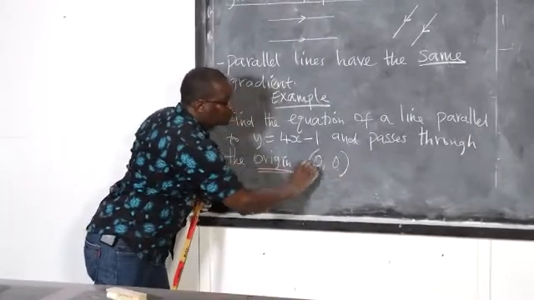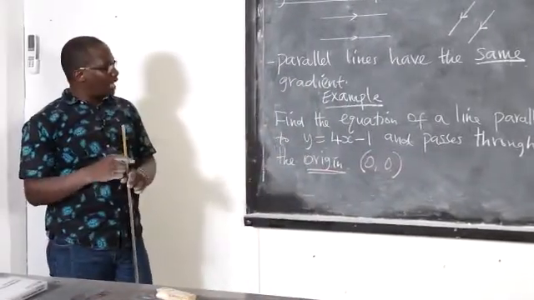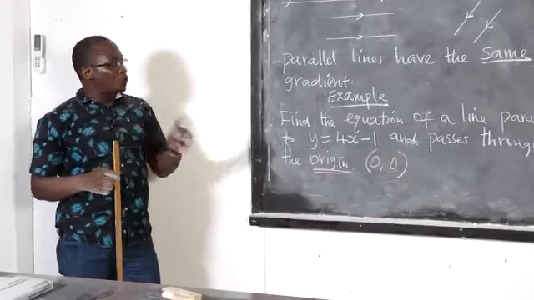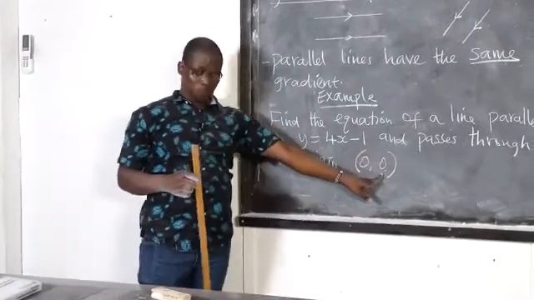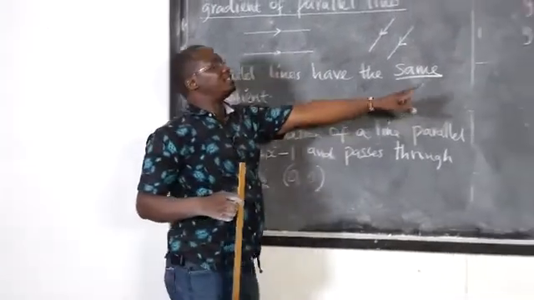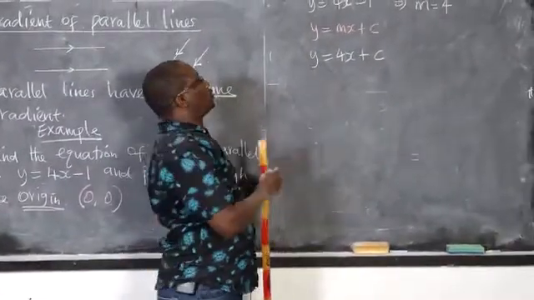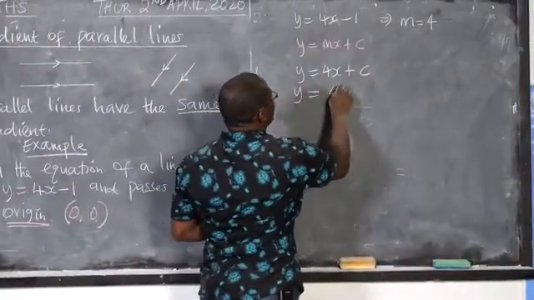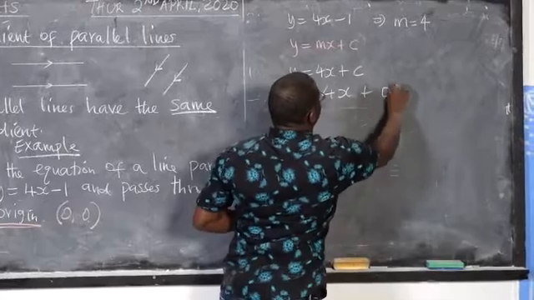So you need to know that. Any line that passes through the origin crosses the y-axis at 0. So that means our c is simply 0. So our answer will be y equals 4x plus 0.